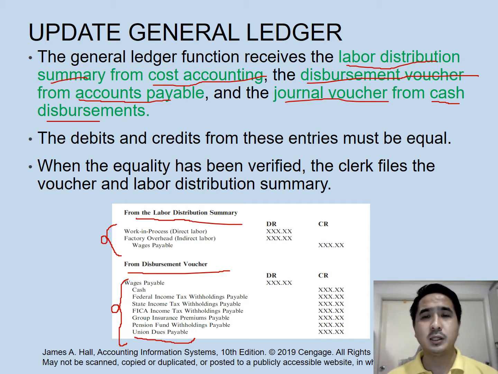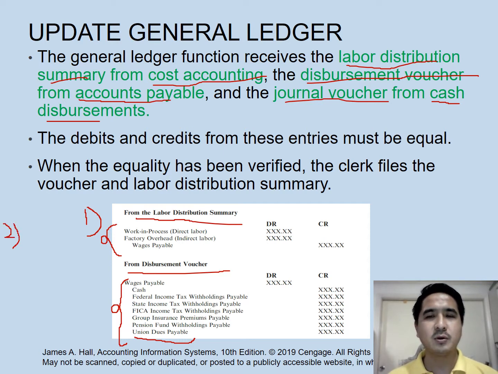Actually, if you look at it closely, it was not presented by the author, but in connection with the earlier discussions of the payroll imprest account, when the cash disbursement prepares a single check, it funds the payroll account coming from its general operating fund or general cash account. So we actually have three entries. The first entry is this one, the labor distribution summary.